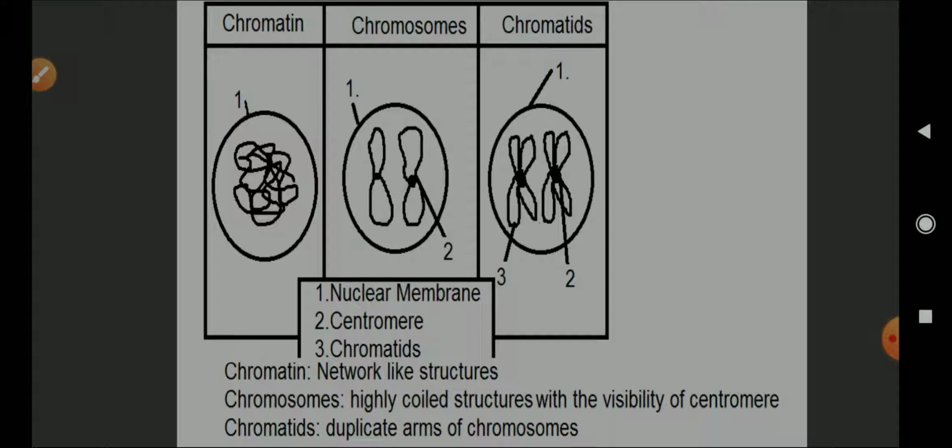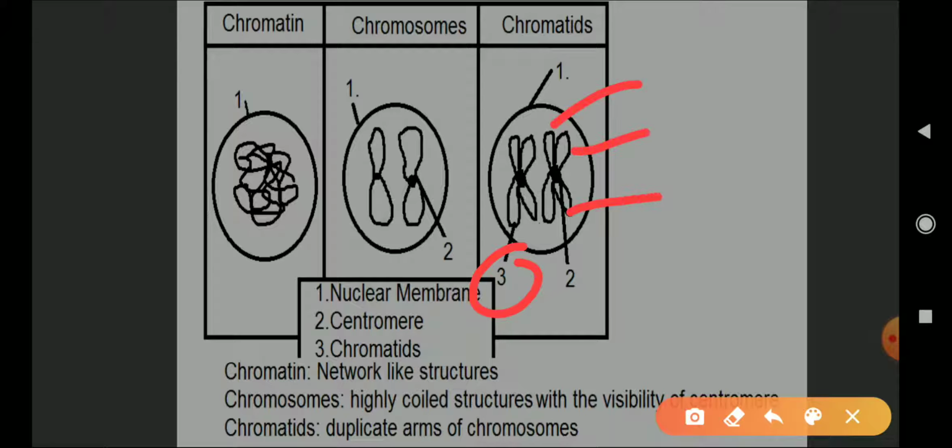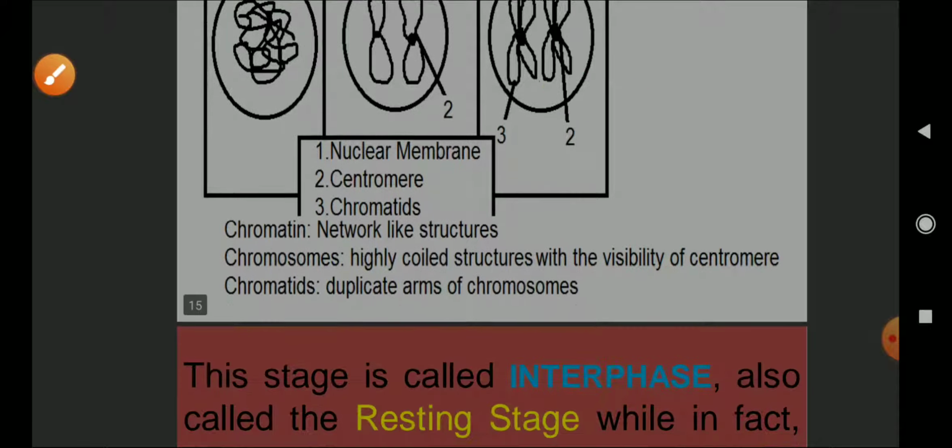So these are the number 3. You see the number 3 here, this one number 3. So this one, if I say I will label number 1, this part and this part are the duplicate arms of chromosome. This part and this part are the duplicate arms of chromosome. Same here. While this is chromosomes, the duplicate arms of chromosomes are known as chromatids. Let us move further.